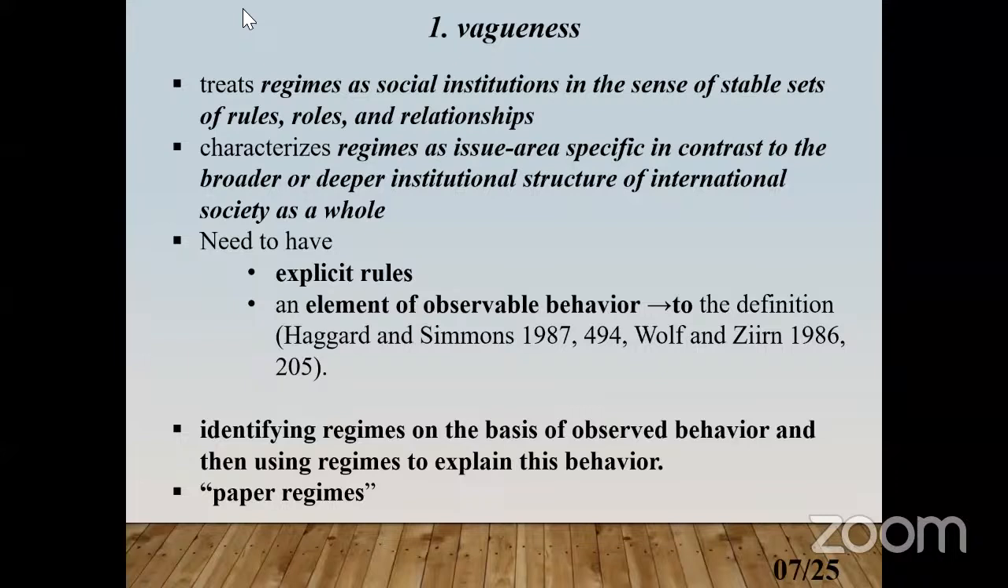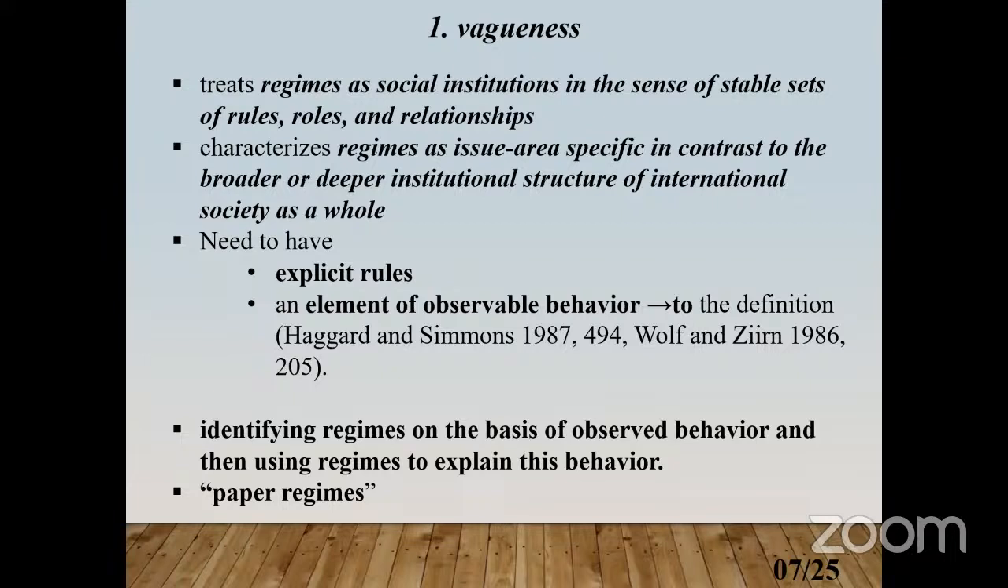that is based on the vagueness of the definition, critics argue that this definition of Krasner, which is really a consensus definition, treats regimes as social institutions in the sense of stable sets of rules, roles, and relationships. You see, the idea here is to say that when we talk about regimes, regimes don't always mean that we'll have stable sets of rules, roles, and relationships. Sometimes these things may change over time. A regime could change over time. A regime does not refer to fixed, eternal, immutable ways of doing things.